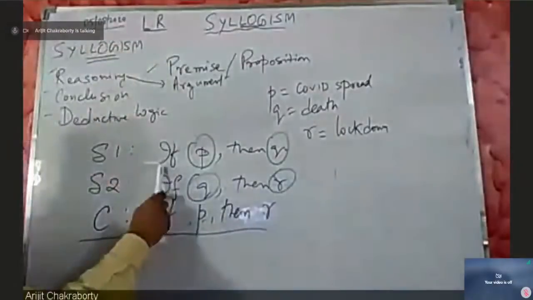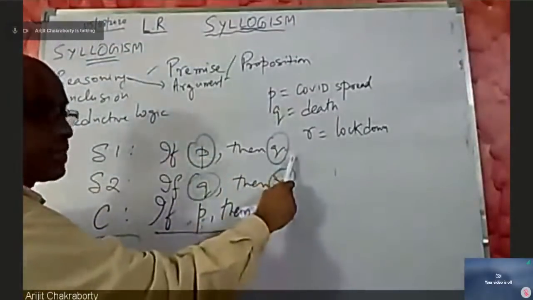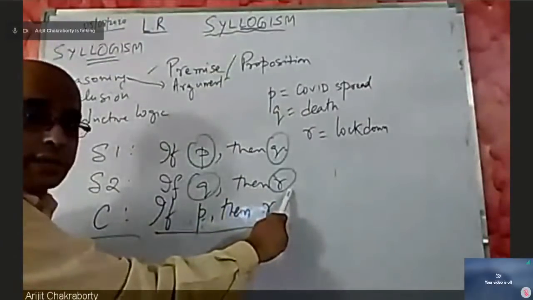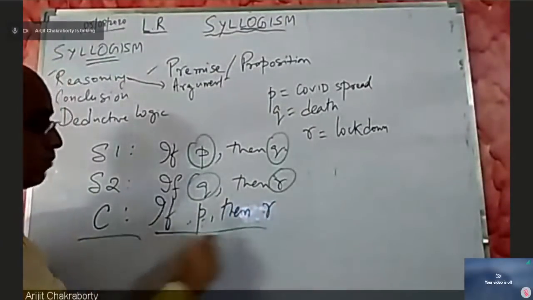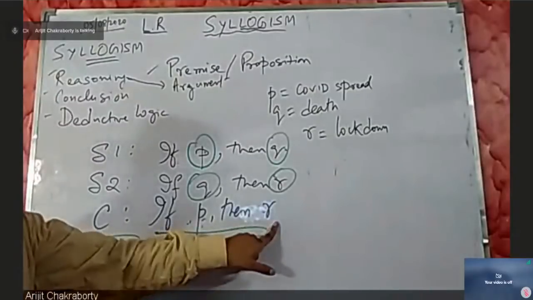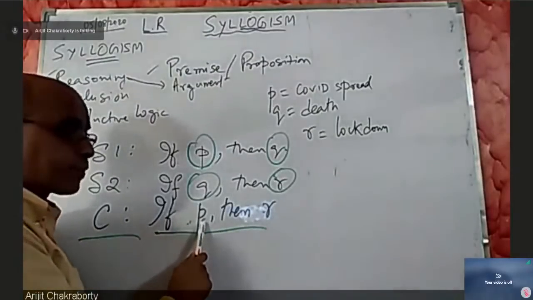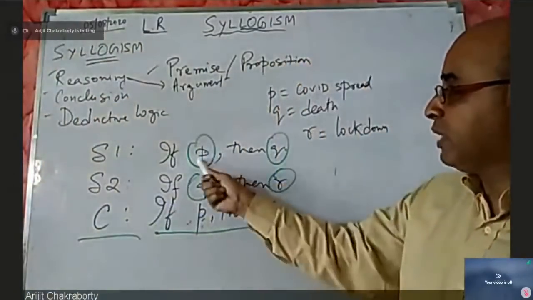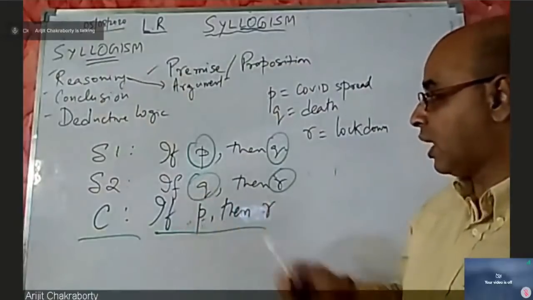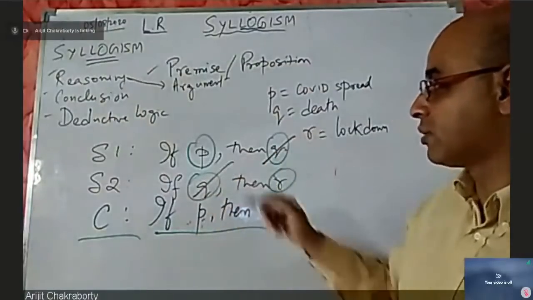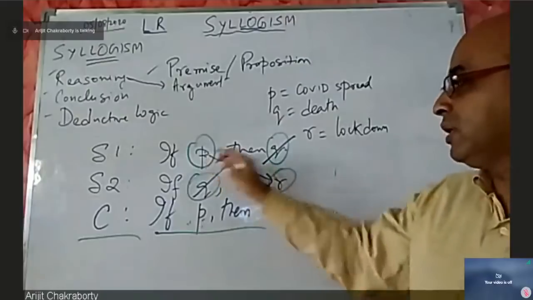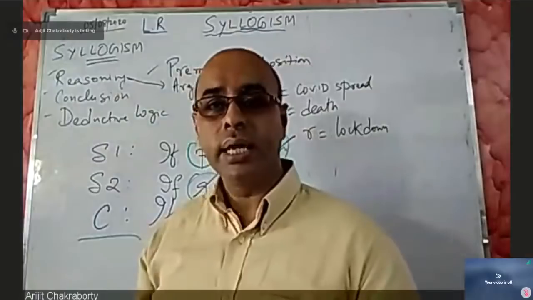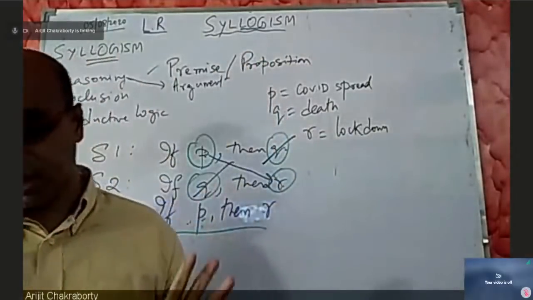So the logic is like this: if COVID spreads, then deaths will increase. If deaths increase, then lockdown will get extended. So if you combine them, we get if P then R. That means if COVID spreads, then lockdown will get extended. That means if P then Q, if Q then R. So Q and Q get cancelled out. So now we have the relation if P then R. Okay, I hope it's clear, dear students. This is the basic law of syllogism.